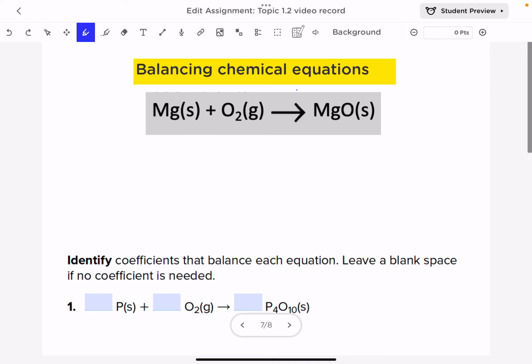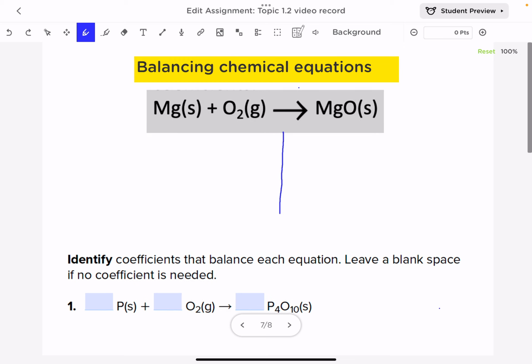Equations. The best and easiest way to balance chemical equations is to follow the steps that I am going to give you. When you look at the chemical equations, start first by counting the atoms on both sides of the equation. On the reactant side, we have magnesium, one atom of magnesium, and oxygen, two atoms of oxygen.